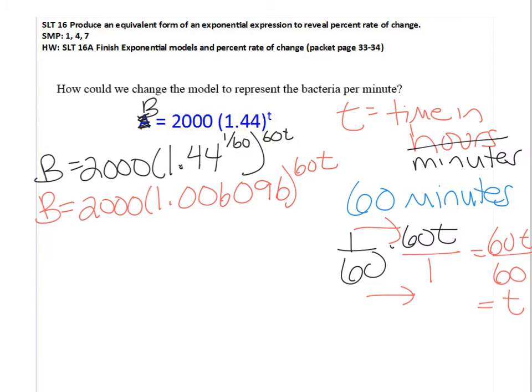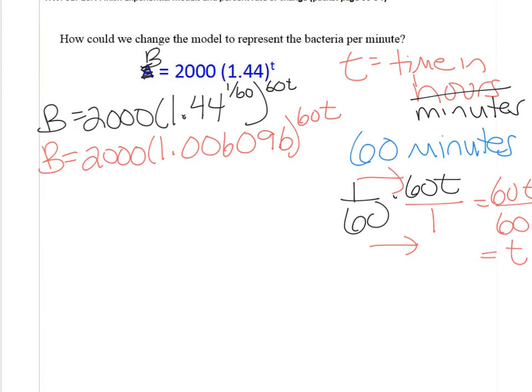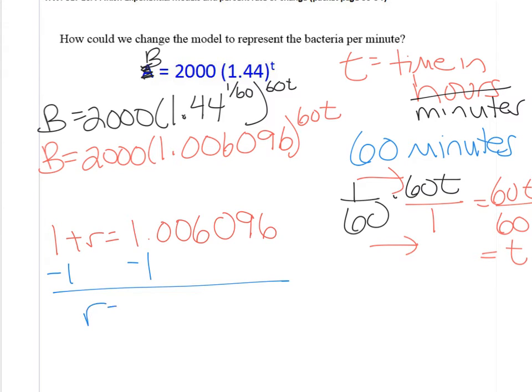But now what if it said, what is that percent rate? So 1 plus R equals that long decimal. We'll subtract 1 from both sides. And here's why we needed so many decimal places. When you write your decimal as a percent, we're going to move the decimal over 2. So this is 0.6096%.